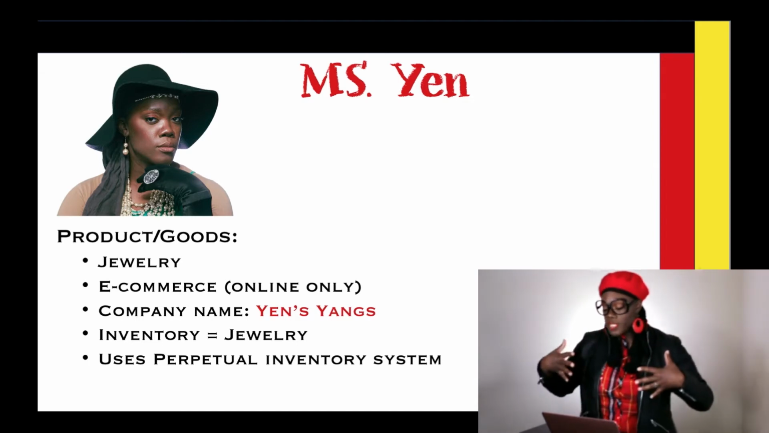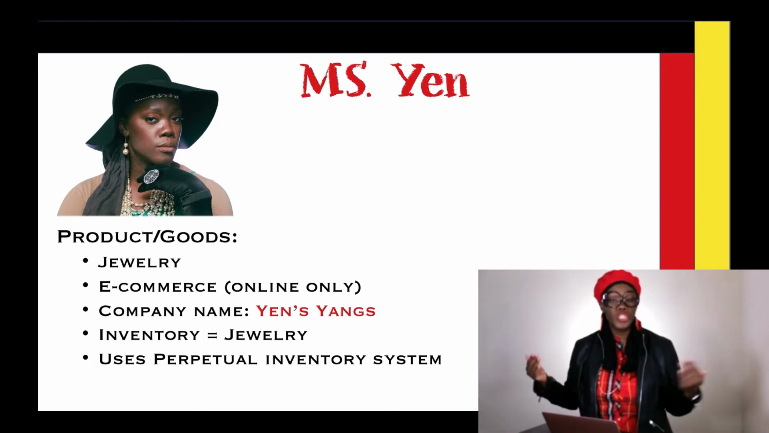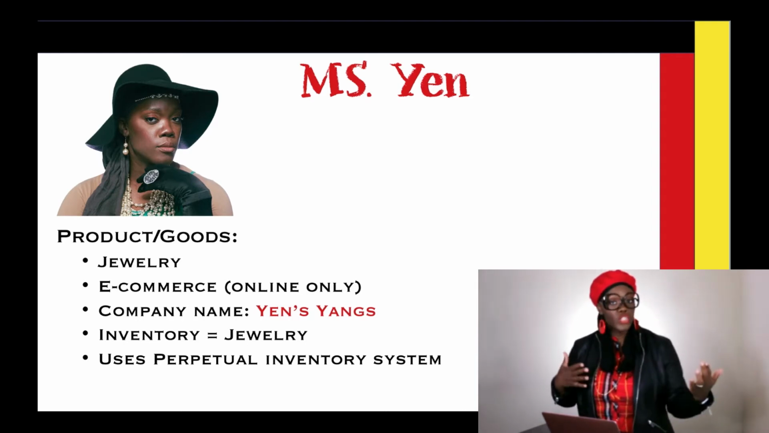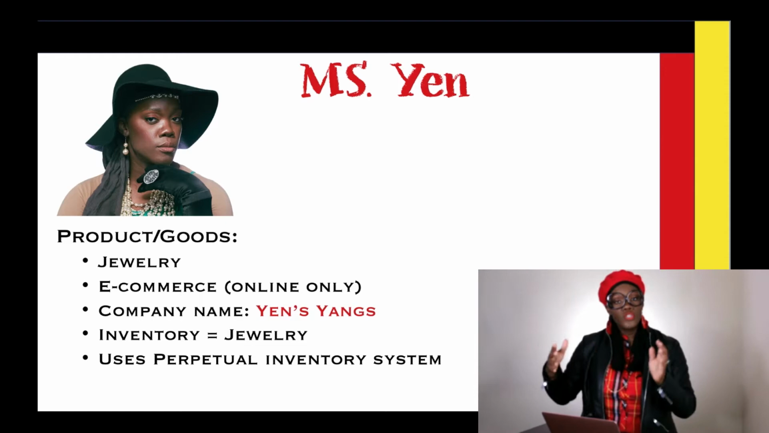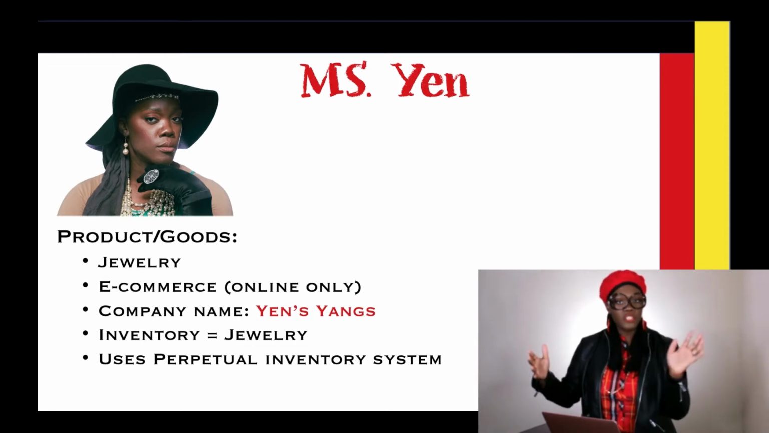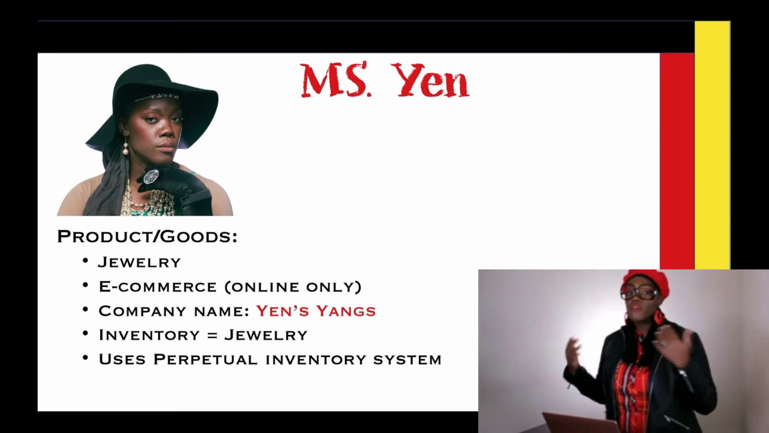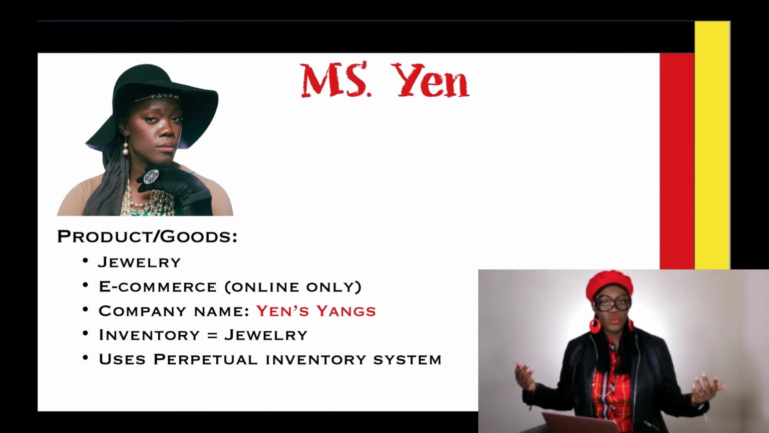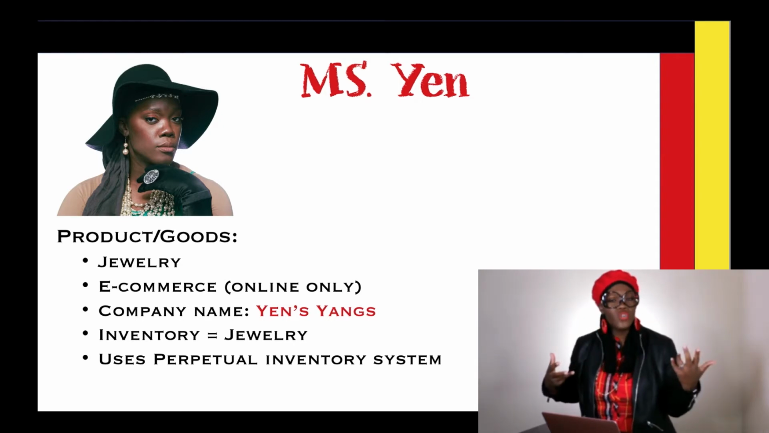So for the purposes of what we're talking about today, her inventory is going to be her jewelry. She's going to be purchasing her jewelry from a wholesaler and then selling it back to the public, to the customers. And so she's going to be a reseller. Okay. And of course, she's going to use the perpetual inventory system. She's going to use this system so that her inventory numbers stay up to date at all times.